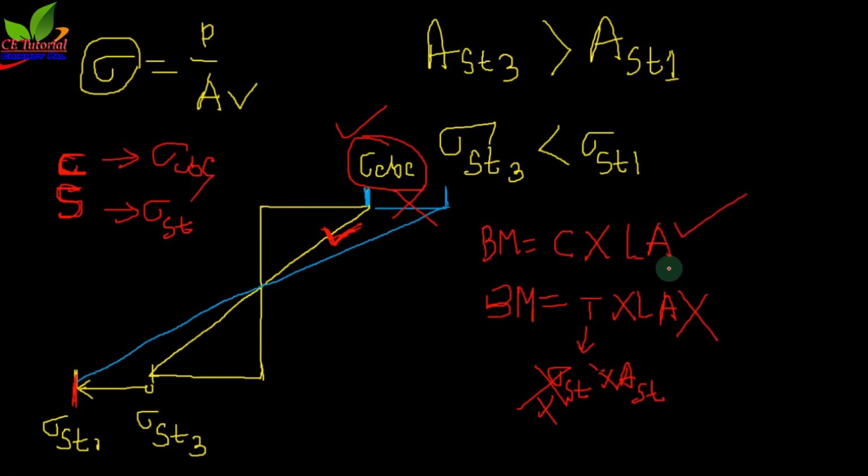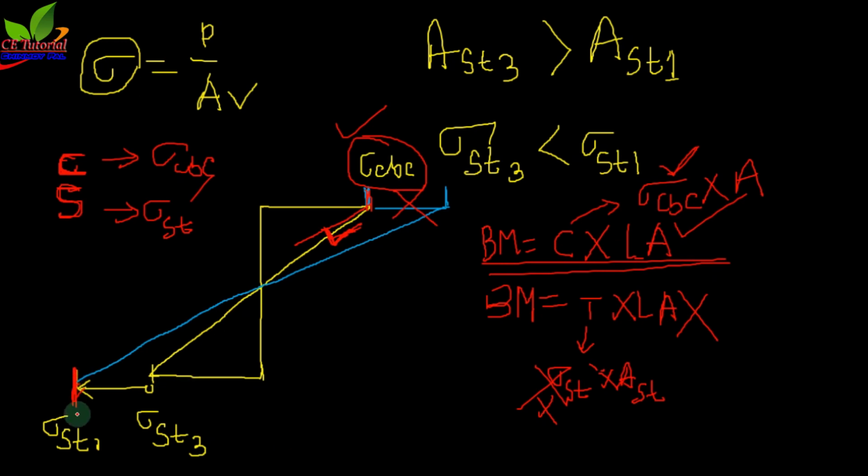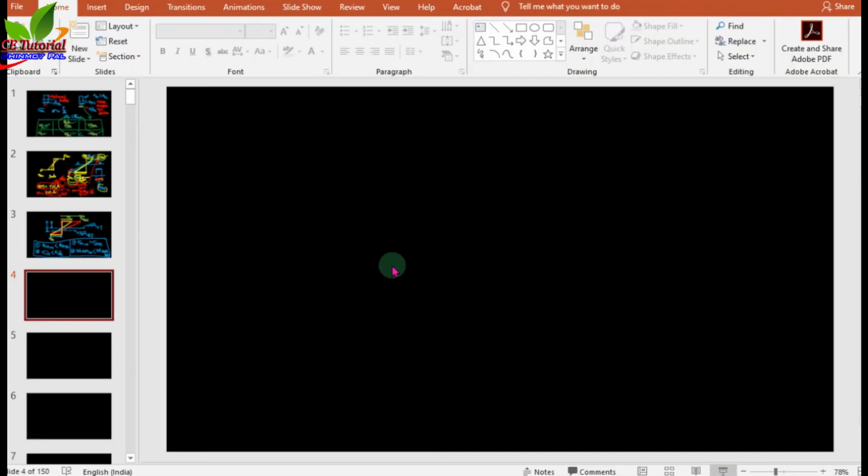We have to go with this equation, and you know that C is nothing but sigma CBC multiplied by area. Now you know the value of sigma CBC, because IS 456 provides you the value of sigma CBC, and you can go for this formula. Now if I draw a balanced section here, that means the stress in steel and stress in concrete reach the limit simultaneously. Then if I draw the line diagram here, I shall take another slide for this.